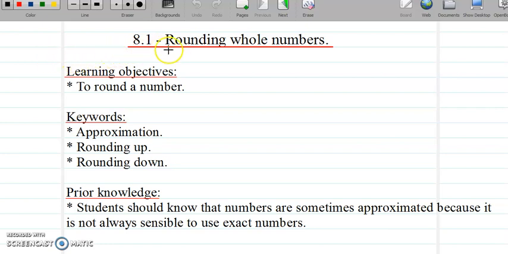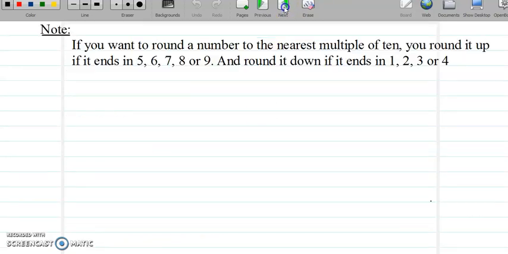Okay, in our topics today, we are looking at rounding whole numbers, and the learning objective is to round a number. These are the key words we have: approximation, rounding up, and rounding down. Okay, before we embark on this, students should know that numbers are sometimes approximated because it is not always sensible to use exact numbers. Okay, let's look at this now.